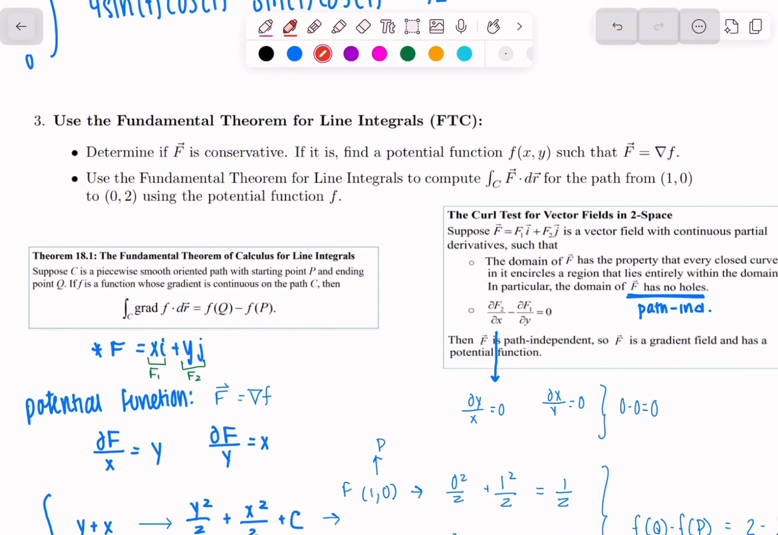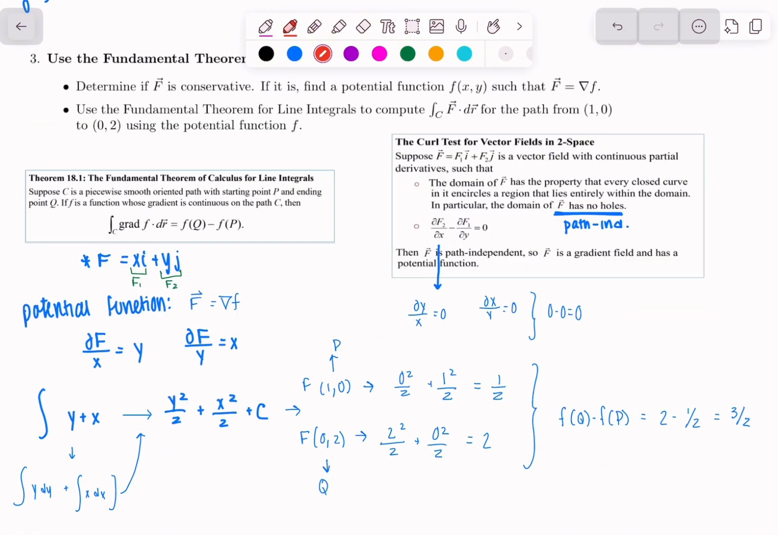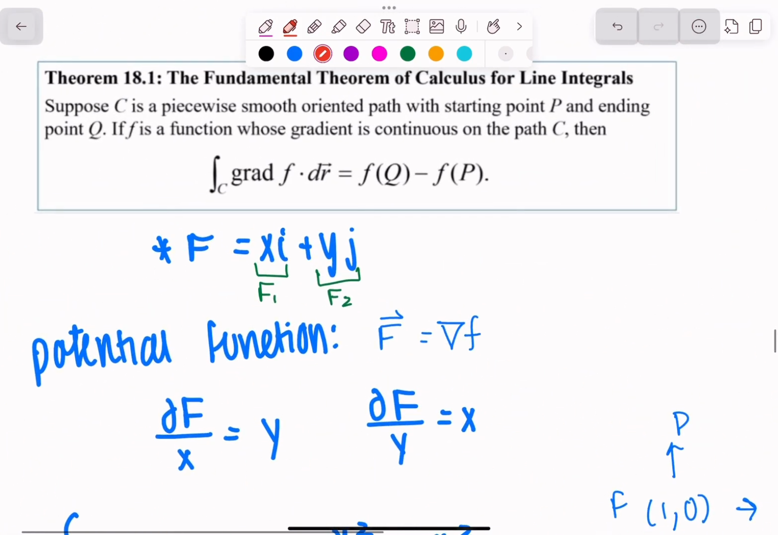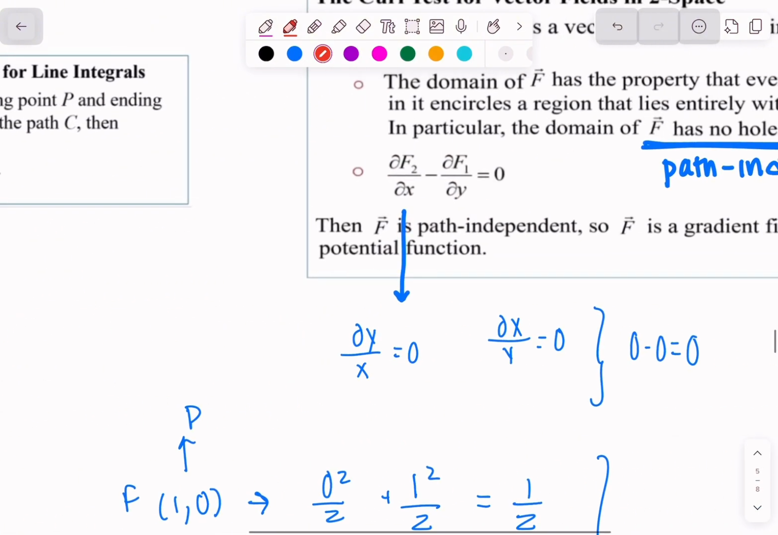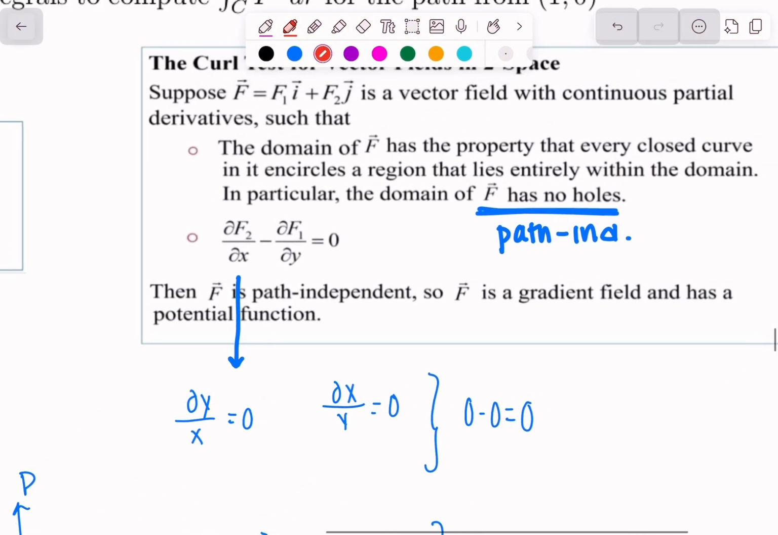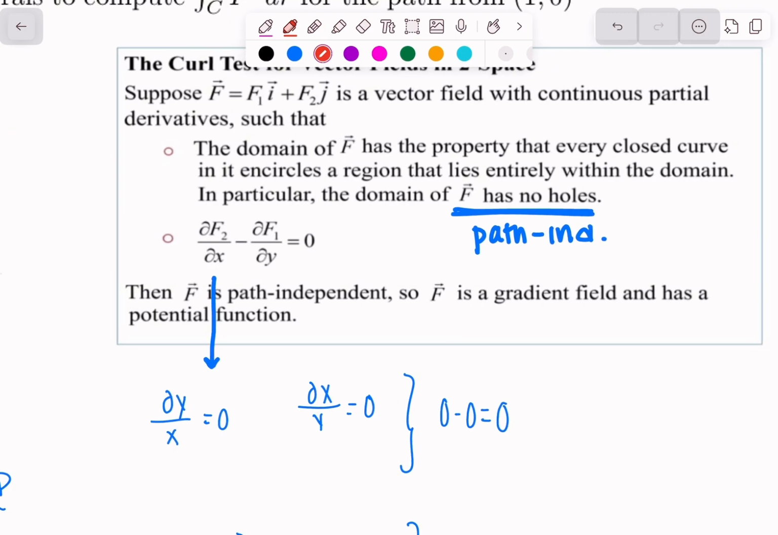So I shorthanded it, but we have here our vector f. The first part is your f1, the second part is your f2, so your i component is your f1, and your j component is your f2. I derived: our f2 is y, so the derivative of y with respect to x equals 0, and f1 is x, so we do the derivative of x with respect to y, which is also 0. So we see here that the derivative of f2 over dx minus the derivative of f1 over dy equals 0, and that's good. It helps us with our curl test.